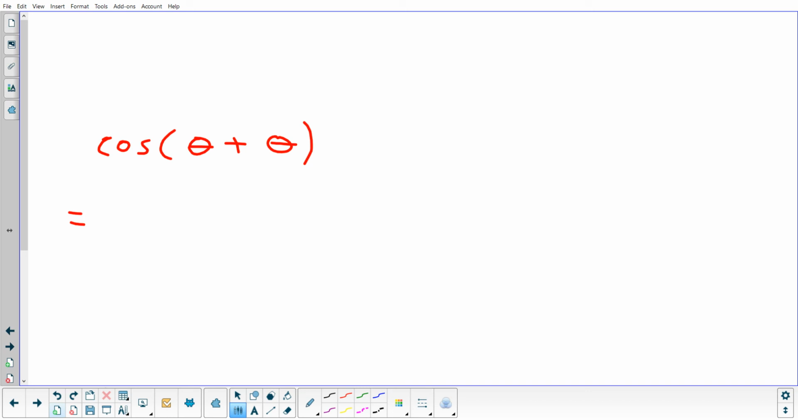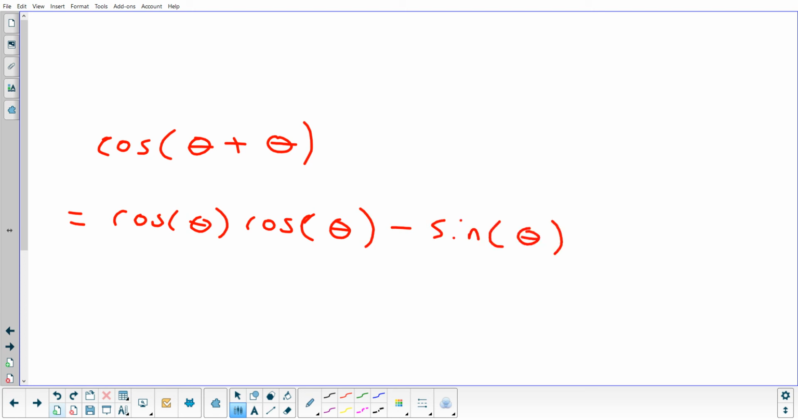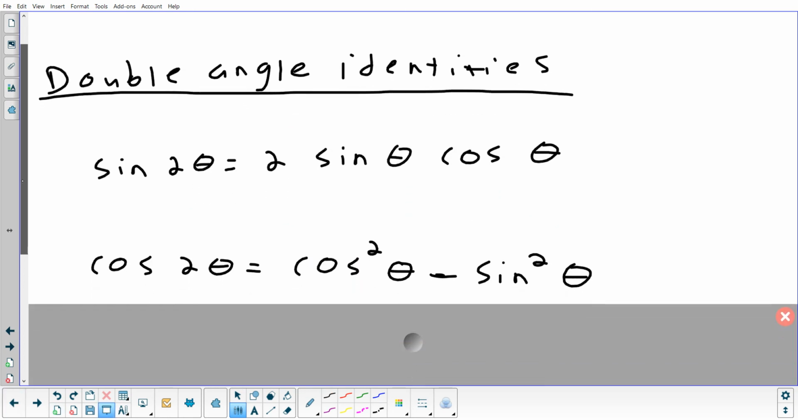What's my formula for cosine of a sum? It would be cosine theta times cosine theta minus sine theta times sine theta. Well, what's cosine theta times cosine theta? Cosine squared theta. And what about sine theta times sine theta? Sine squared theta. So it's actually a very easy identity to prove where it comes from. Cosine squared minus sine squared.